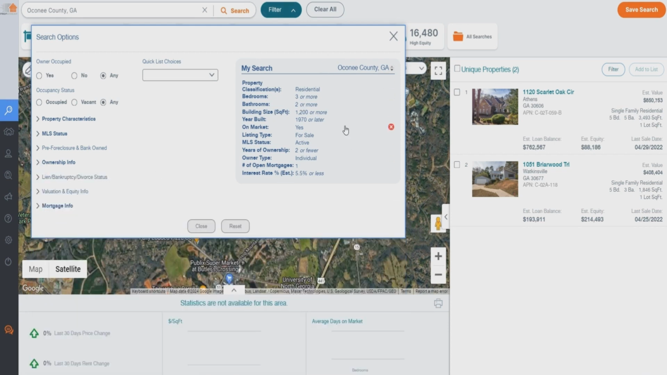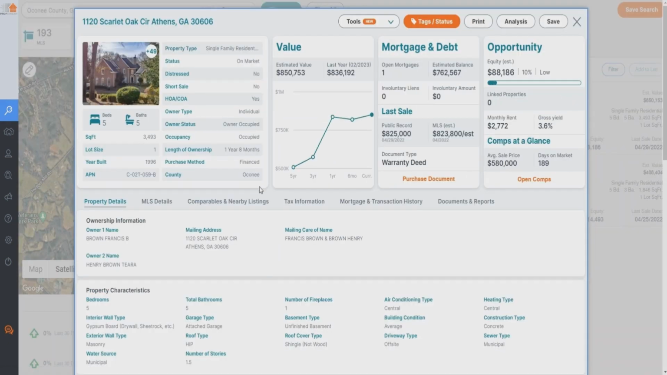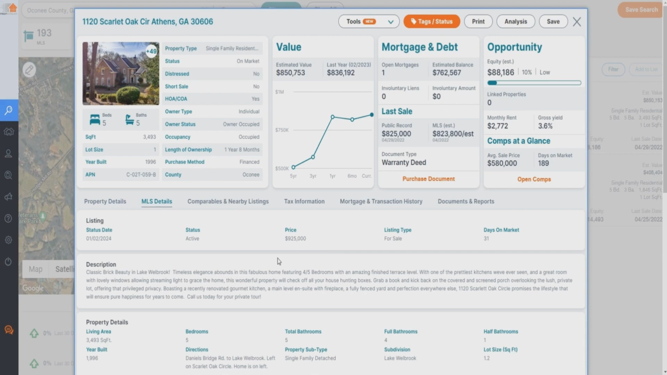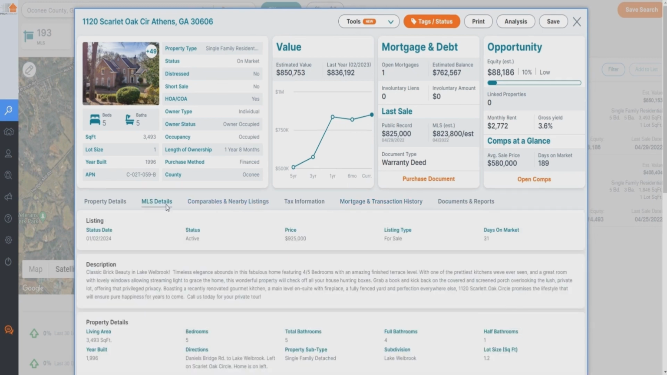So these are the search results. Let's go over here to our 2 properties of interest. Let's click on the first one. I see here that it has a length of ownership of 1 year, 8 months, so that's good. I see here, according to the MLS, it's currently listed at $925, and it has a mortgage of 4.25% or less, with an estimated loan balance of $762. So this isn't too bad.